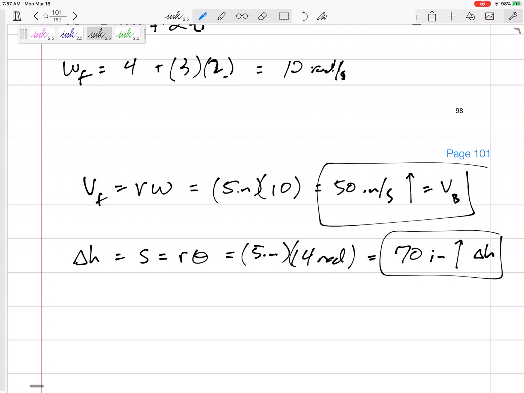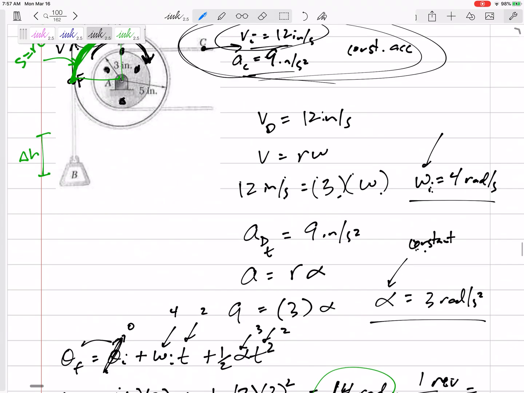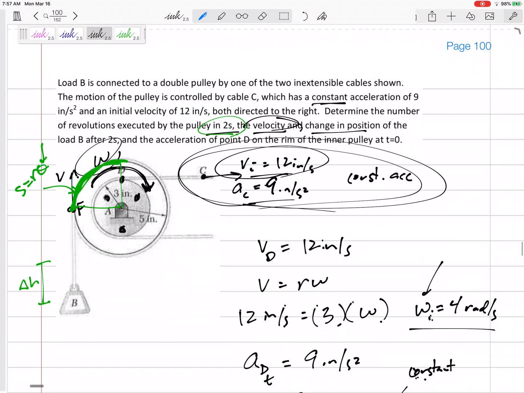All right, one last thing that it asks to answer. It's kind of weird. It's asking for lots of different things. What is the acceleration of point D on the rim of the pulley at not T final, but T initial? What is the acceleration of point D on the rim of the inner pulley? Okay, well, I was almost practically given this. The acceleration of cable C is a constant 9. That's at T equal to 0, T equal to 2, T anywhere in between.